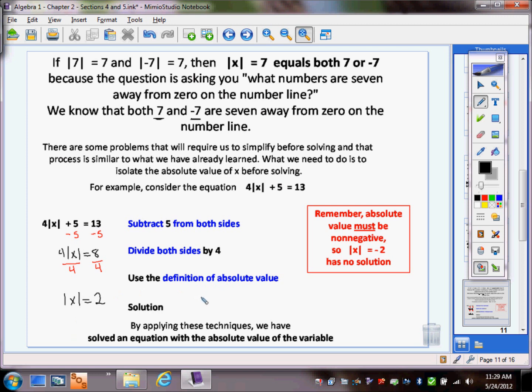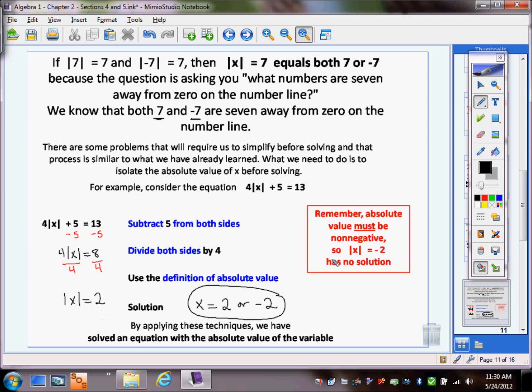That means x equals 2 or negative 2. Because if I plug a 2 in here, I get a positive 2, and if I plug a negative 2 in here, I get a positive 2. Okay?